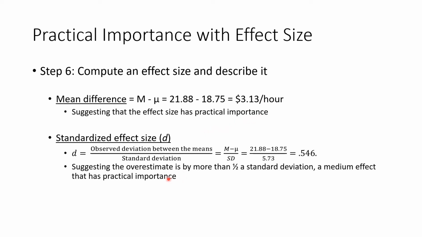Another way of thinking about effect size is with a standardized effect size, or Cohen's d. And that's computed by the mean difference divided by the standard deviation, the sample standard deviation in this case. And when you do that, you get 0.546. And generally speaking, when you interpret a d, a 0.2 is considered small, a 0.5 is considered medium, and a 0.8 is considered large.